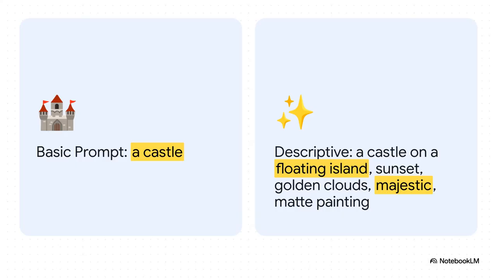You could just type a castle. And yeah, you'll get a castle. It'll be fine. But now look at the descriptive prompt. A castle on a floating island, sunset, golden clouds, majestic, matte painting. I mean, the difference is just night and day, right? You're not just asking for an object. You're building a whole world, a whole mood.